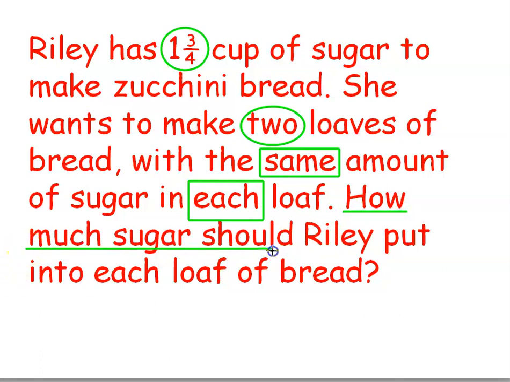So I see some important stuff here. First of all, there's only 1 3/4 cup of sugar. So think about that. If all she has is 1 3/4 cup sugar, is your answer going to be higher than 1 3/4? Well, no, it's not because she only has 1 3/4. So basically what she's doing is she's splitting that sugar for the 2 loaves of bread.